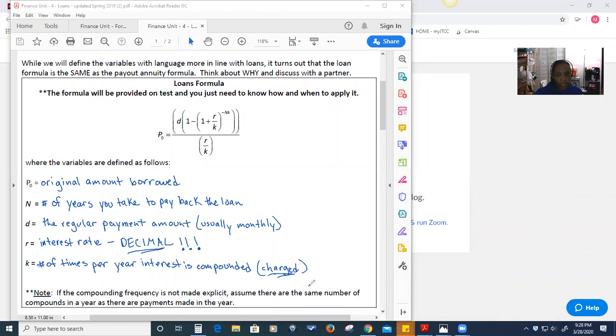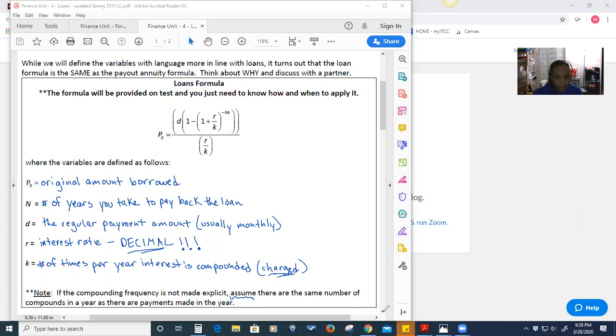All right. And again, we still make this assumption. If the compounding rate is monthly, that means your payments are monthly and vice versa. Yearly and yearly, all of that. We make that same assumption that we've been making all the time. If it's not stated explicitly for one, we assume it's the same for both of them, okay? All right.